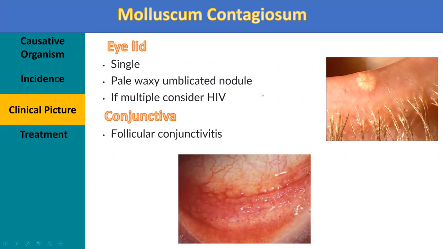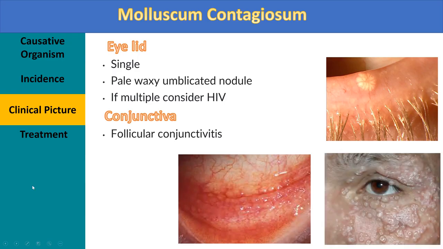Okay. When this lesion is multiple, this is a question which also appears frequently in the exam. What do you think if the patient has multiple mollusca like that? Consider HIV. Consider immune suppression. One of the features of immune suppression is the presence of multiple mollusca.